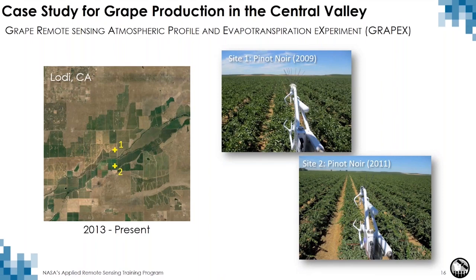And two of the sites here are near Lodi, California. We've been measuring ET for them over this region from 2013 to present. And we're actually trying to do this in real time so they can make decisions on how to irrigate and manage their vineyards.